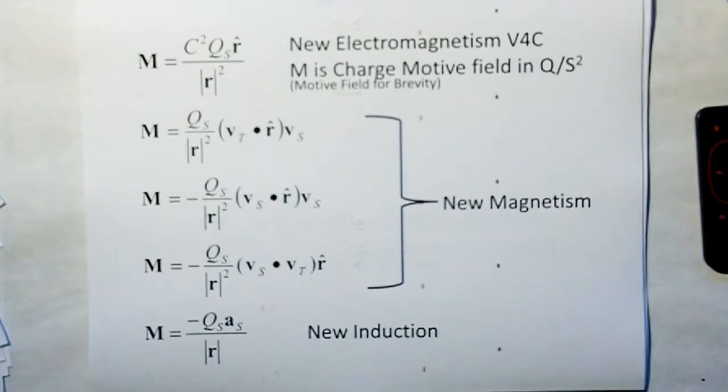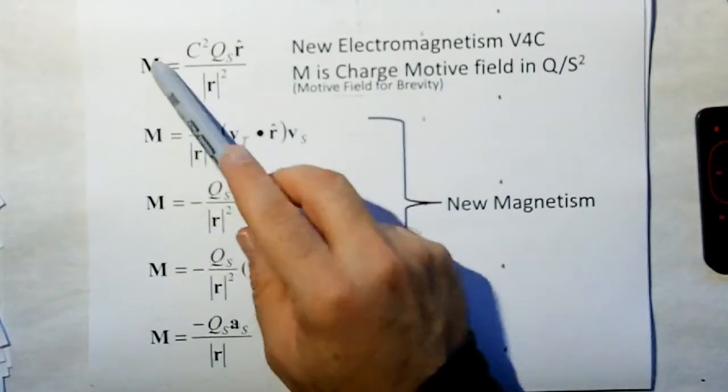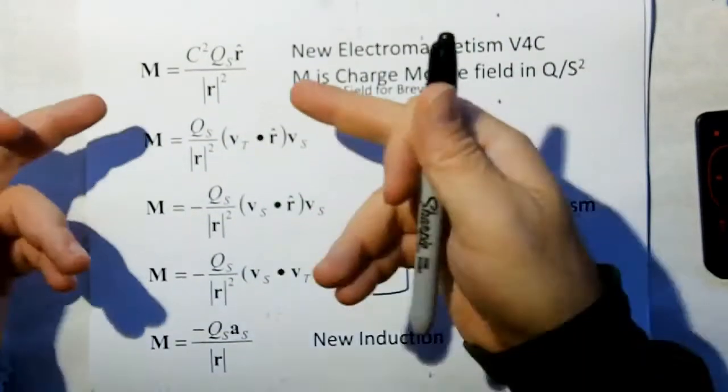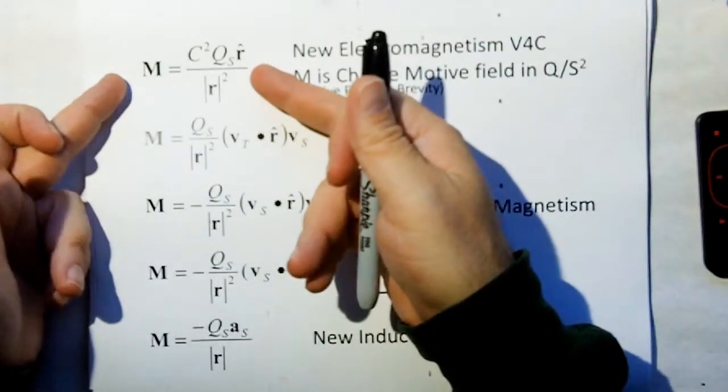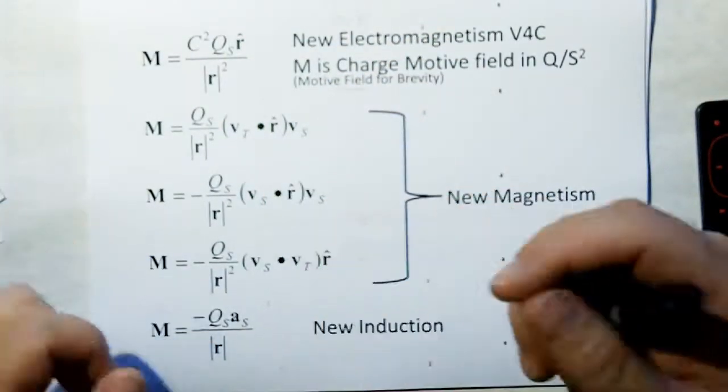And so now we have new electromagnetism version 4C. Where now M is a charge motive field or a preton motive field. We haven't really defined the name, but just calling it motive field for short. And so we have Coulomb's model, we have the magnetic models, and we have new induction.